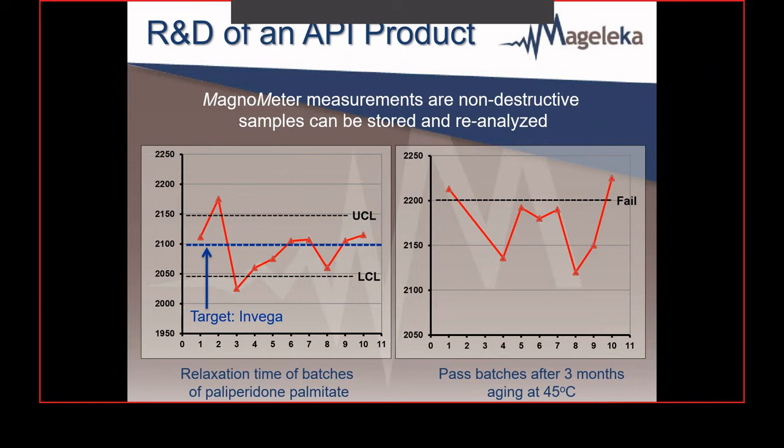They sent me the samples already made up, and all I did was put them directly into the NMR tube and measure them. I just got the data. What I plotted here is the relaxation time of the batches they sent me. And what I did is I simply assumed a 10% variation. I've just arbitrarily drawn a line 10% above the target, which is Invega Sustenna, and 10% below.